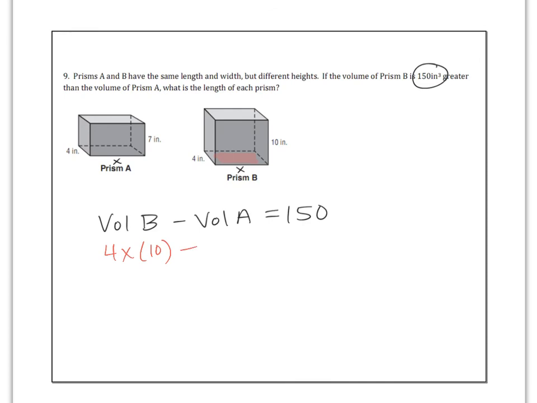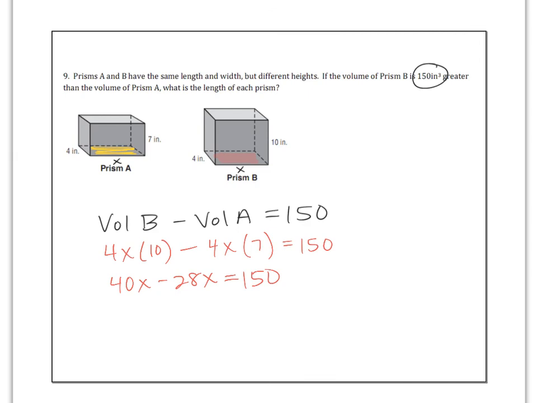Find the area of the base, which is going to be, again, like I want the area of this, so I'm going to have to do 4 times x. So I'm going to go 4 times x, and then times the height, 7. That would give me the volume of prism A. And it's still supposed to give me a difference of 150. Cool. Simplify. 4x times 10 is 40x. 4x times 7 is 28x. Equals 150. We still have the 150 over there.